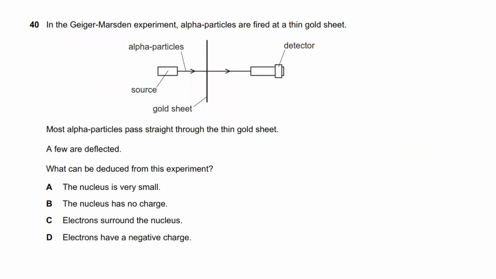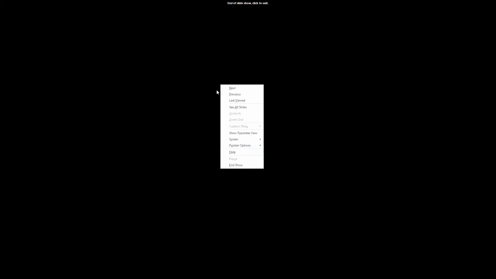So next question, and the last question for this exam. It says, in a Geiger-Marsden experiment, alpha particles are fired at a thin gold sheet. Most alpha particles pass through the thin gold sheet. A few are deflected. What can be deduced from this experiment? So most of them pass through the thin sheet. It means that the nucleus is a very, very small entity.